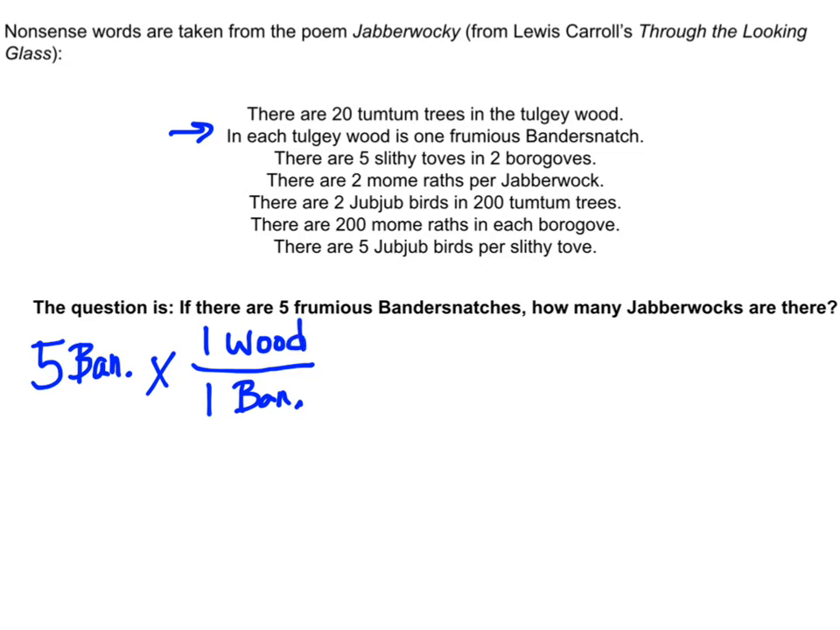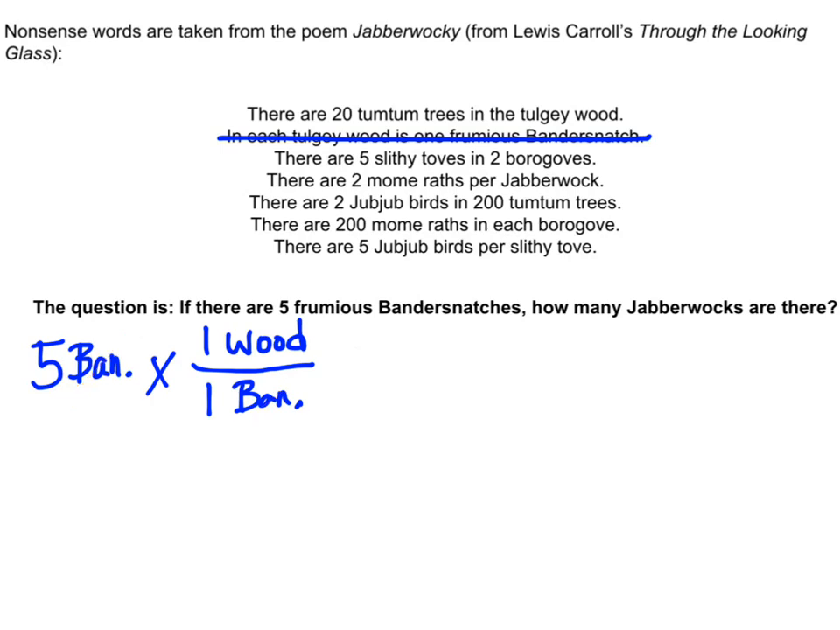Okay, so notice here we're not saying that the wood is equal to a bandersnatch, but it is sort of equal to 1 in that it's 1 per 1. Okay, so if you have one, you have the other. All right, and just so I don't get too confused, it's already confusing enough, I've used that entire line, so I'm just going to cross that out, and I know I don't have to look at that anymore. Okay, so what I have now, if you look at the units, bandersnatches cancel, and I'm left with 1 Tulgey Wood.